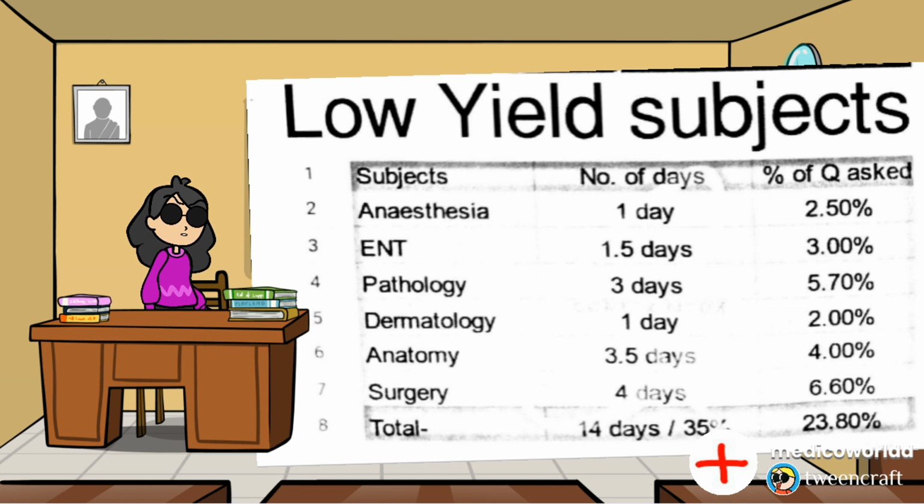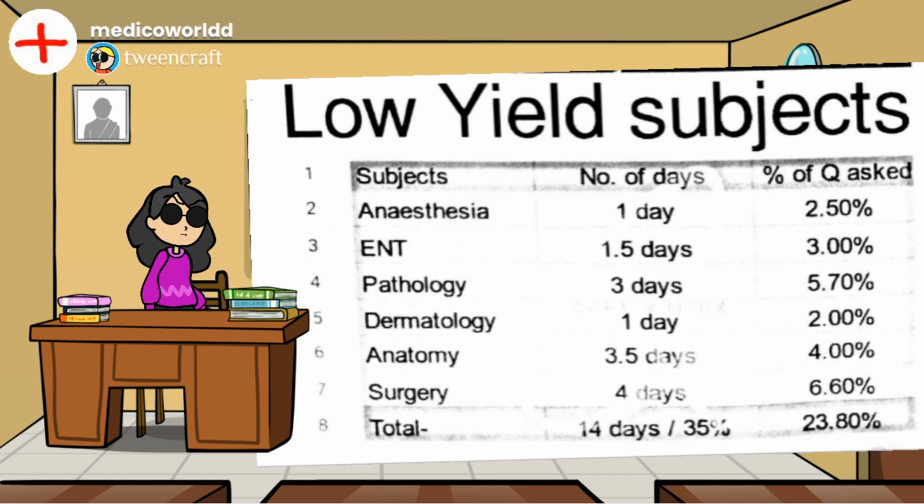Surgery is a subject which requires 4 days of revision. The number of questions asked from surgery is 6.6%. Now, low yield subjects require 14 days for revision, which is 35% of the total revision timing for the entrance test examination. The number of questions asked from the low yield subjects is 23.8%. So you need to go for these subjects after the high yield and moderate yield subjects.